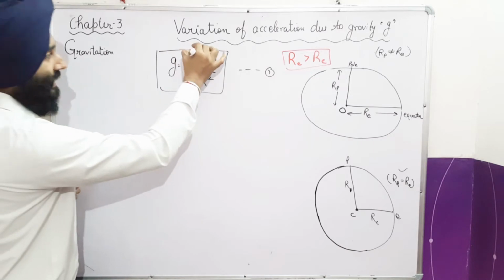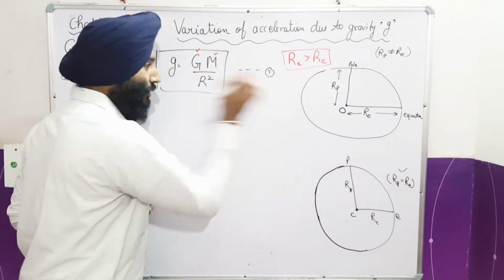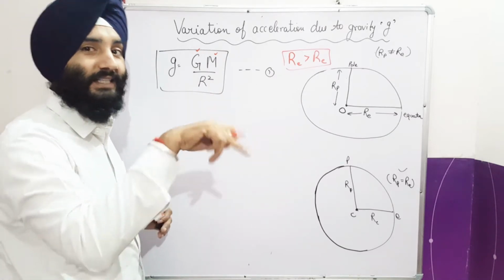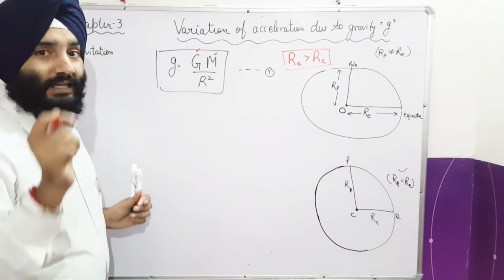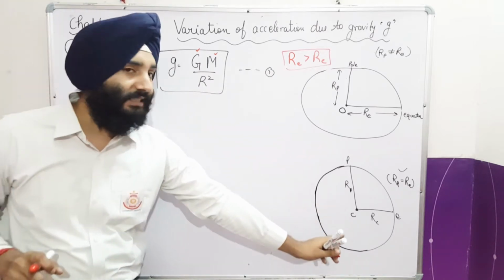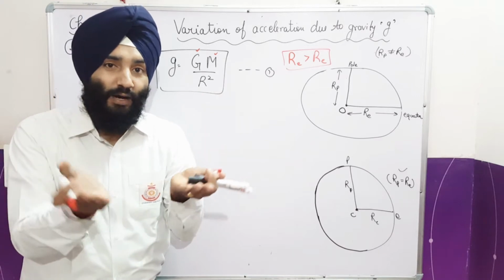Now, this G is the gravitational constant. M is the mass of the earth, and the mass of the earth is a constant value. It will never decrease or increase. And this r is the radius of the earth. In our previous case, we considered that the earth is spherical in nature. Spherical means the radius is the same around all axes.